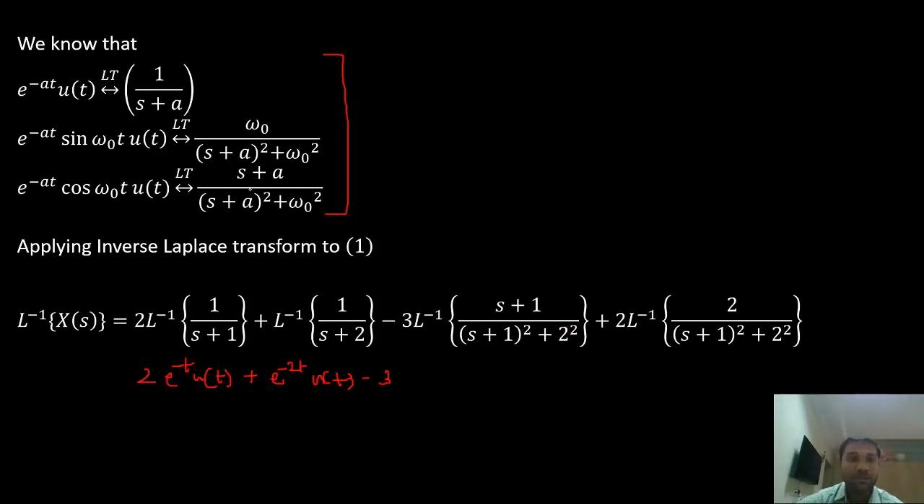So what is the inverse Laplace of that? It is e power minus at cos omega naught t u of t. So e power, instead of a we have 1. So e power minus t cos, omega naught is 2, so cos 2t u of t, right? Plus 2 into, this is for e power minus at sin omega naught t into u of t.